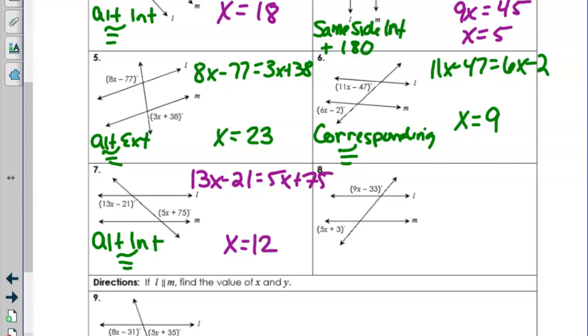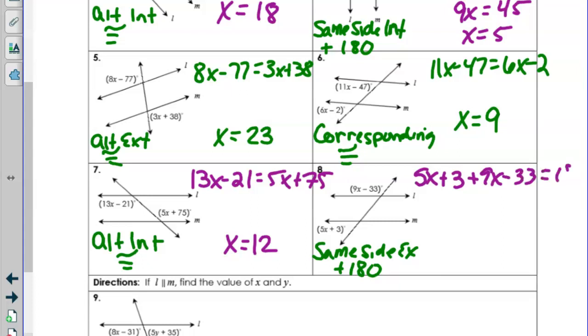Alright. Number 8, what type of angle pair do we have? Very good. What do we know about those? 180, good. So what was your equation? 5x minus 33 plus 5x plus 3 plus 2. Good. And what did you get for the value of x? 9. It was 15. Let's go ahead and solve this one.